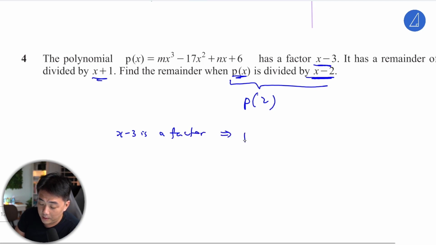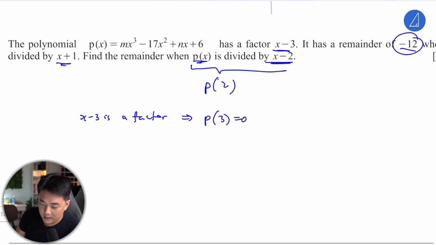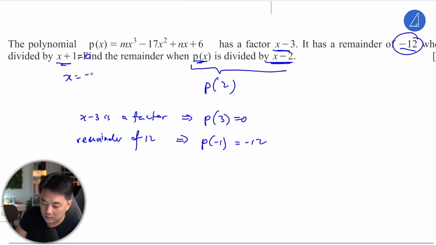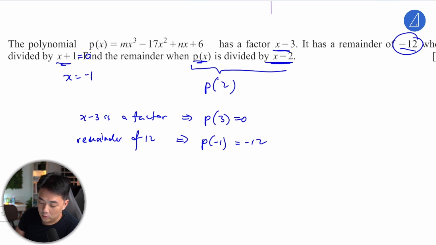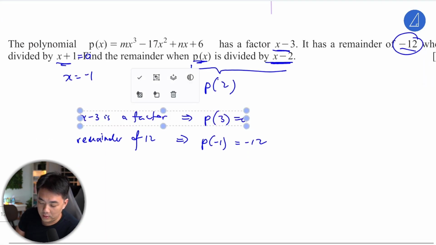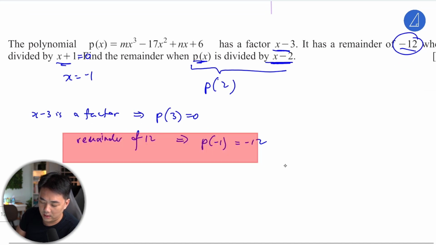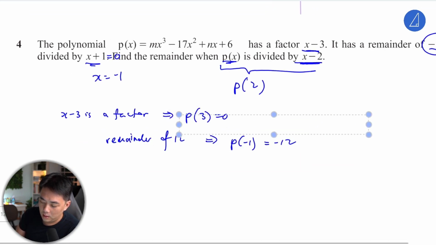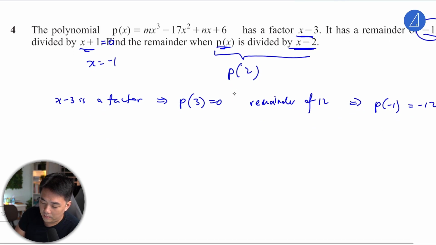we know that p(3) is 0. The remainder is 0. That's it. And it has a remainder of minus 12 when divided by x plus 1, meaning p(minus 1) is minus 12. You just let x plus 1 be 0, x equals minus 1, replace it in, and these are the two things that we know. So we have these two equations to start with, which makes sense because we have two unknowns in our polynomial.